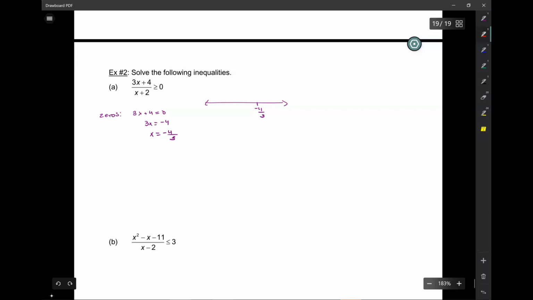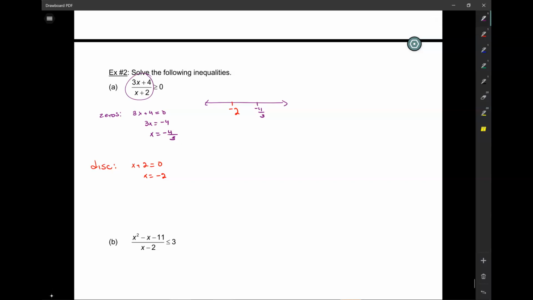Now, because this is a rational function, you also have to get the discontinuities, the infinite discontinuities, okay? In this case, you set x plus 2 equal to 0, x equals -2. Okay? Most common mistake is students will just forget about the -2, and then you don't have the regions set up properly. Okay, so what I want is for this entire thing to be greater than or equal to 0.